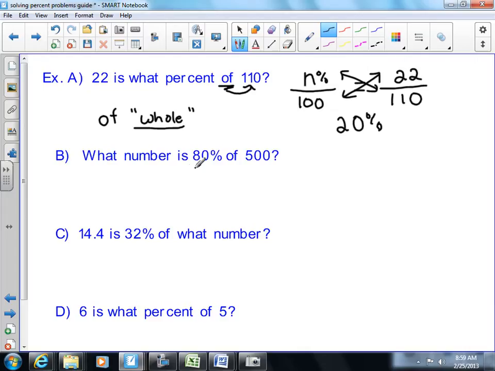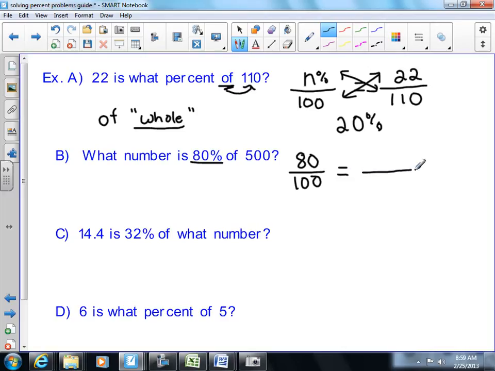Okay, let's try this one. It says, what number is 80% of 500? Okay, what do I tell you to look for first? Is there a percent? So what do I write over 100 this time? I write 80 over 100 because now I'm given the percent this time.